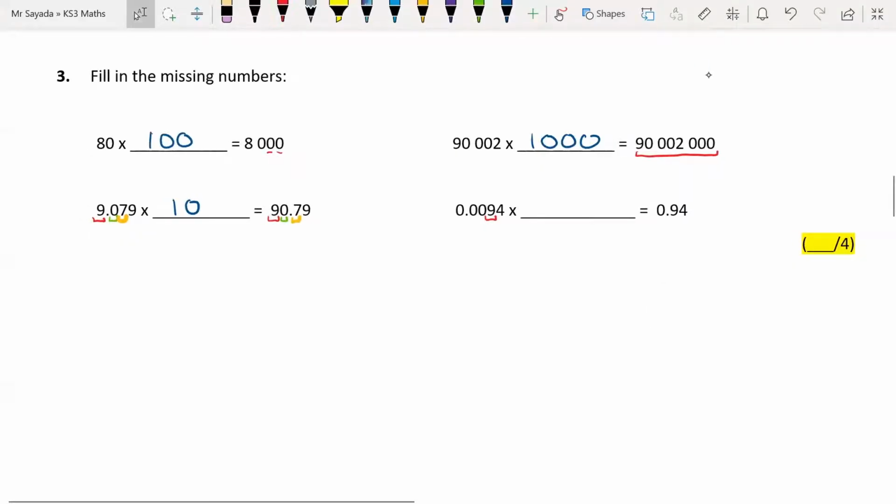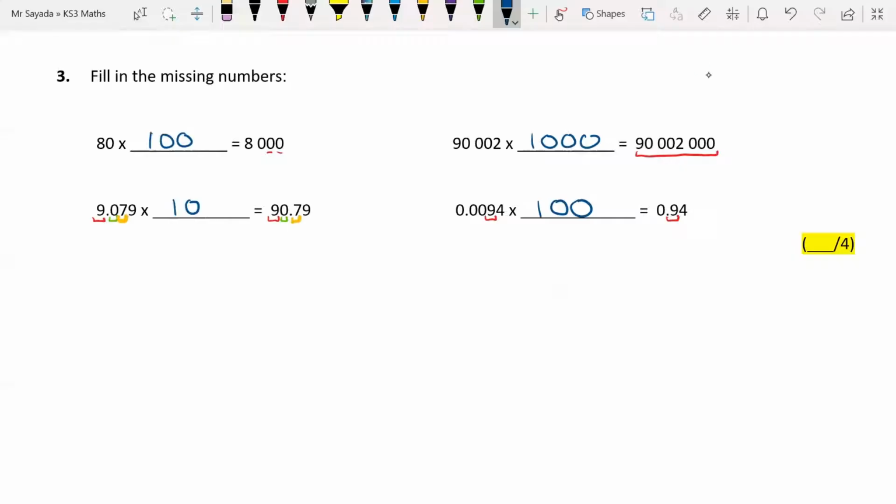Where does it end up? Say your answer to the video. It's now in the tenths column. If it's moved from the thousandths to the tenths, what must it have been multiplied by? Say your answer to the video. Hopefully you've said that it should have been multiplied by 100, because multiplying by 100 moves each digit up 2 place values.